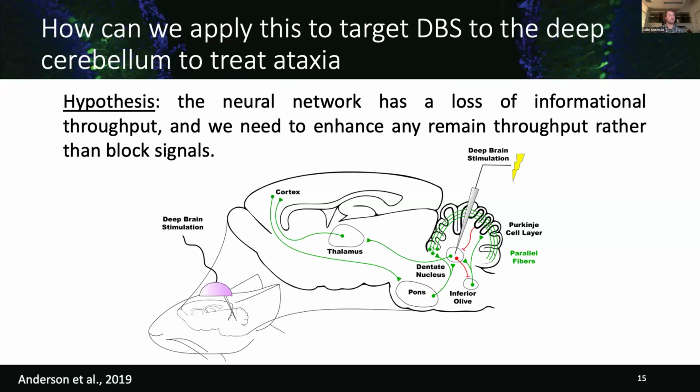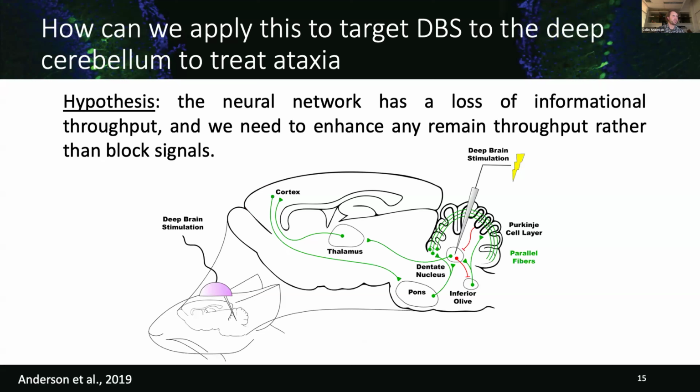So based on that, how can we apply this knowledge to target deep brain stimulation to the deep cerebellum? Now, the problem here is different from Parkinson's disease, where in the absence of Purkinje cells, what we're thinking about is that we're missing an important input to the deep cerebellar nuclei.